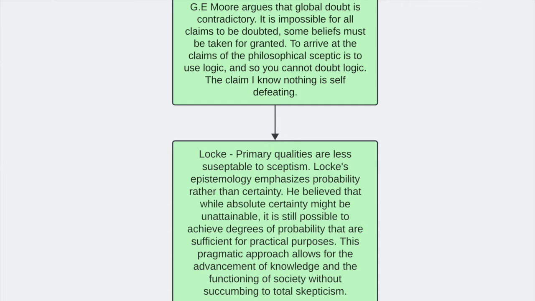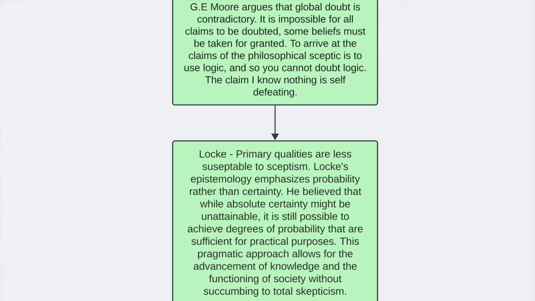Now, G.E. Moore argues that global doubt, global skepticism, is contradictory. It is impossible for all claims to be doubted. Some beliefs must be taken for granted. To reach the evil demon hypothesis, you need to use logic. You need to use your reasoning. And so, you can't doubt your reasoning because you've used it to get to the position where you doubt logic. So you can't doubt it. In the same way that the claim "I know nothing" is self-defeating. Because if you claim that you know nothing, you know at least one thing, and you know that you know nothing.